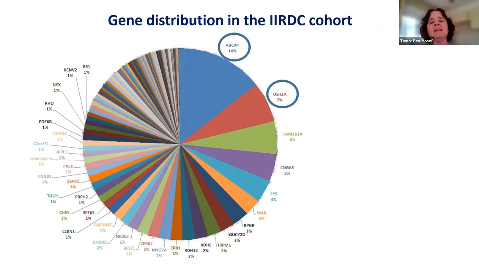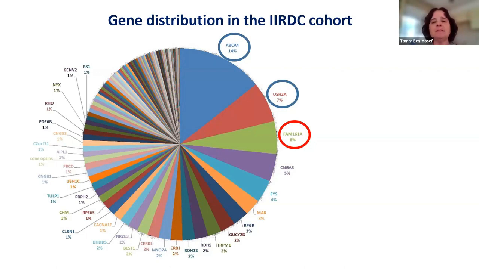As for the genes underlying IRDs in our cohort, the two major genes are ABCA4 and USH2A, and this is very similar to findings throughout the world, in North America, in Europe, and in other places. However, when we look at genes number 3 and 4, here we can already see a difference. At number 3, we find the FAM161A gene, which accounts for 6% of our cohort, while in other cohorts throughout the world, it accounts for less than 1%.